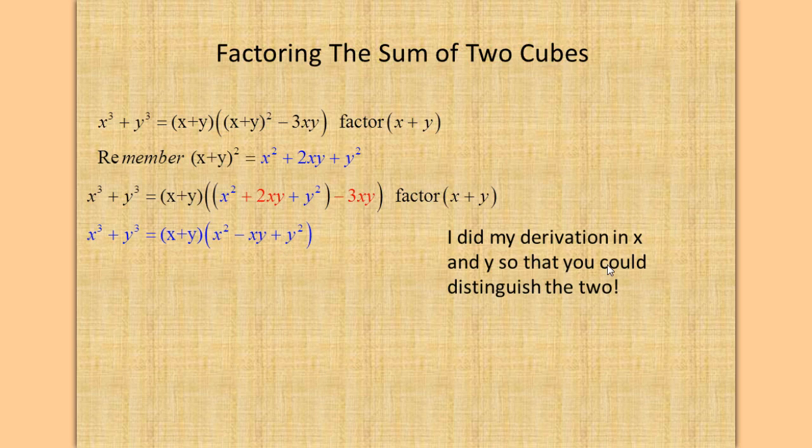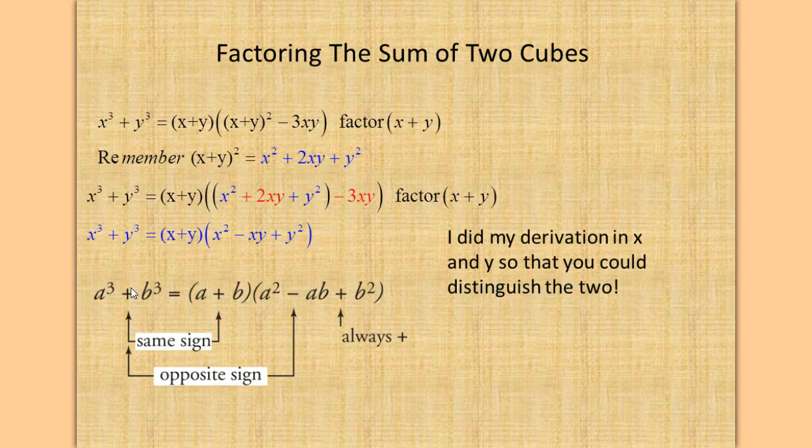Okay, and as I said, I did my derivation in x and y so you can see the distinction. But if I pull up the previous one with the a plus b, you'll see that the x is a and the b is y. Okay, so they are the same. And that's how you get the sum of two cubes.